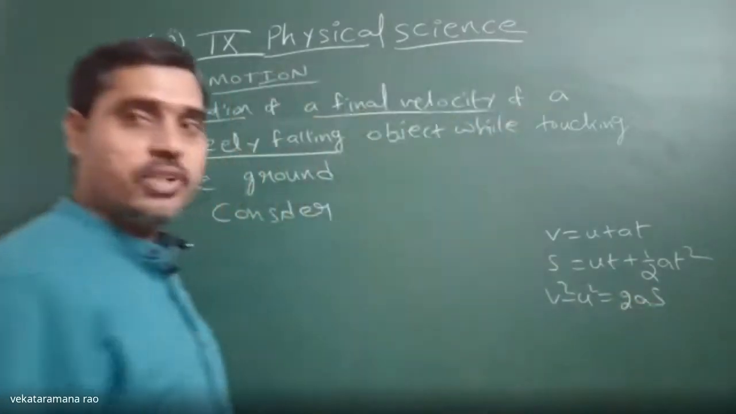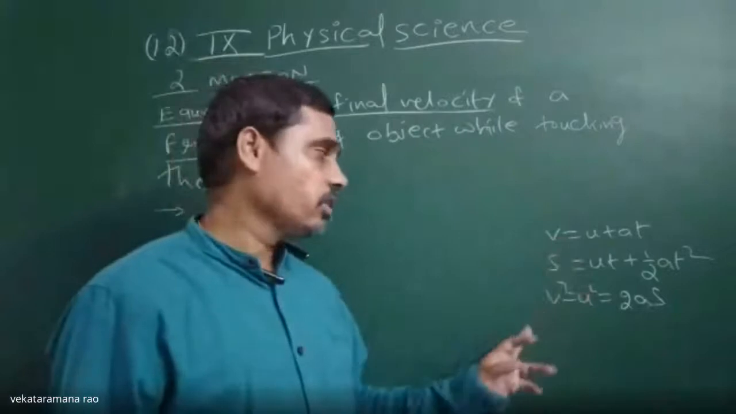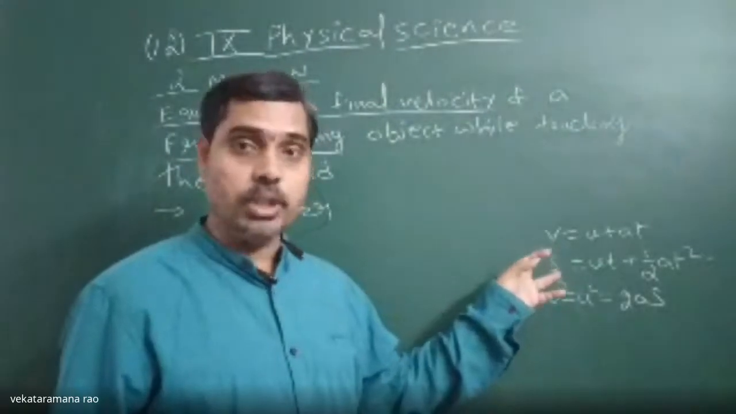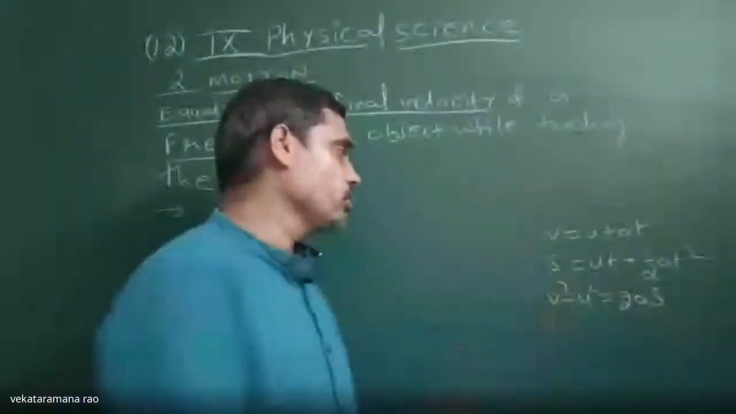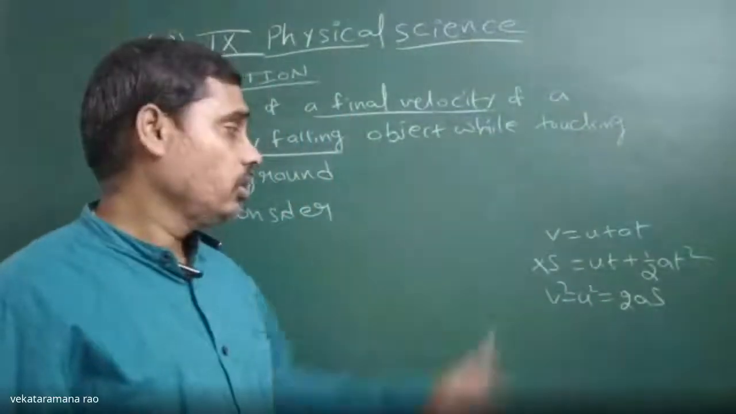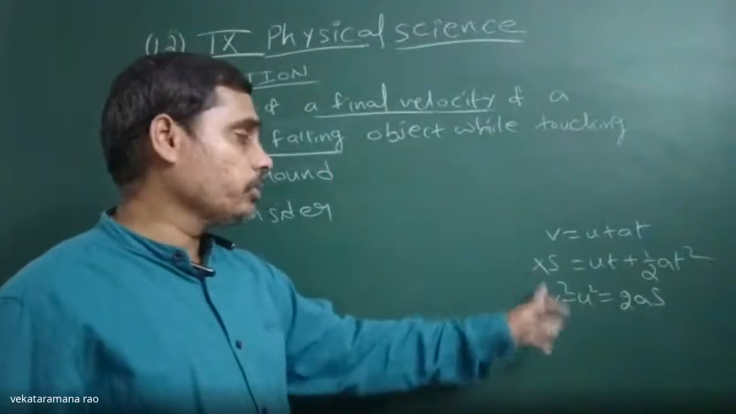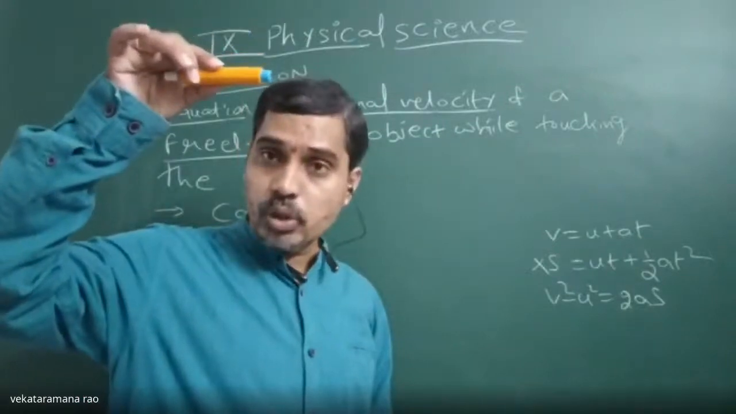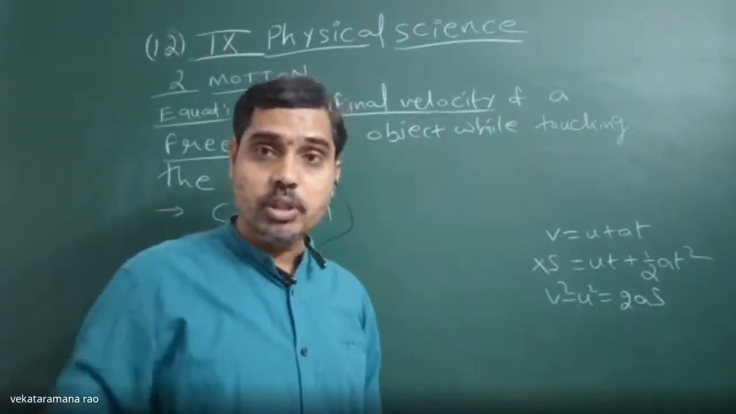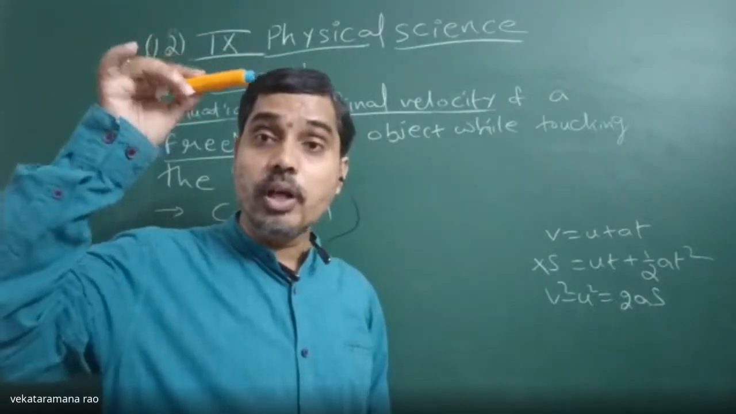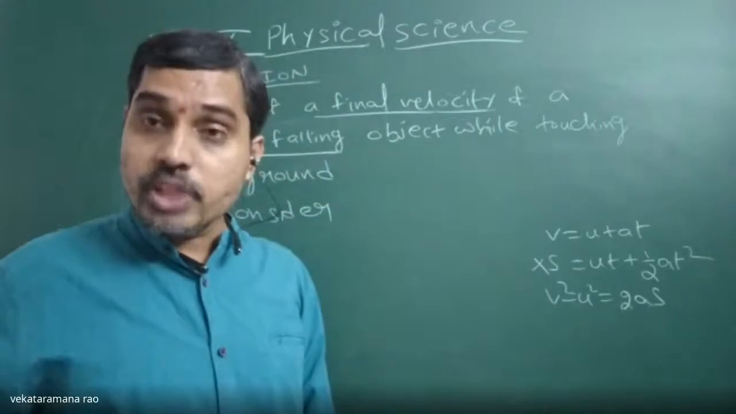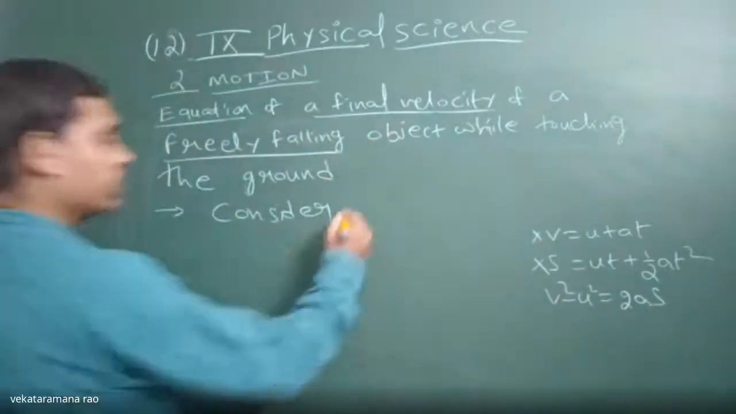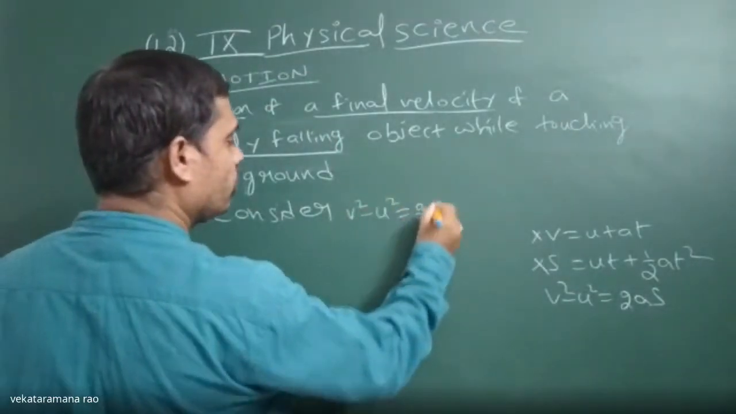Now which equations do we have to consider? This second equation we won't consider because it won't give a formula for the final velocity of a freely falling ball. The v term is not there alone, so it is not useful. The other two depend upon the time taken by the body. Before dropping an object, can we know how much time it will take to touch the ground? We don't know. So the second equation is also not useful. Which equation do you have to consider now? v square minus u square = 2as.